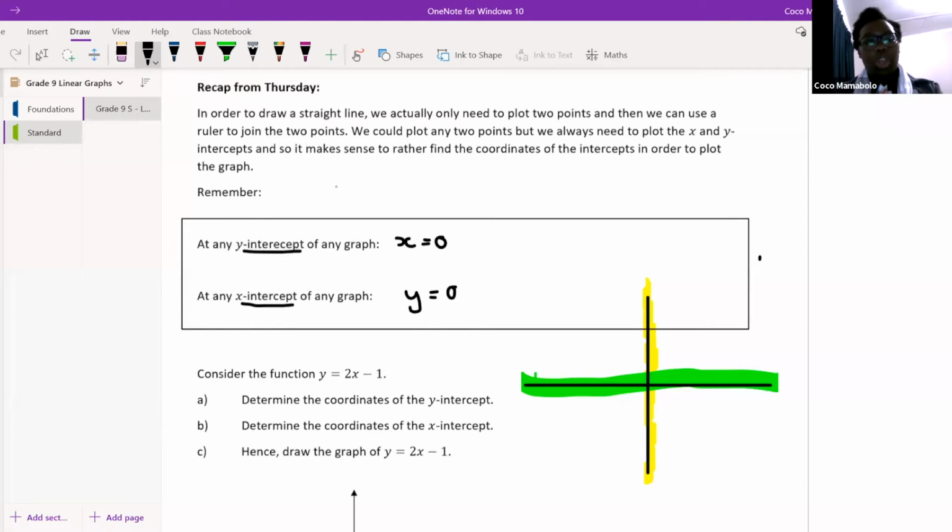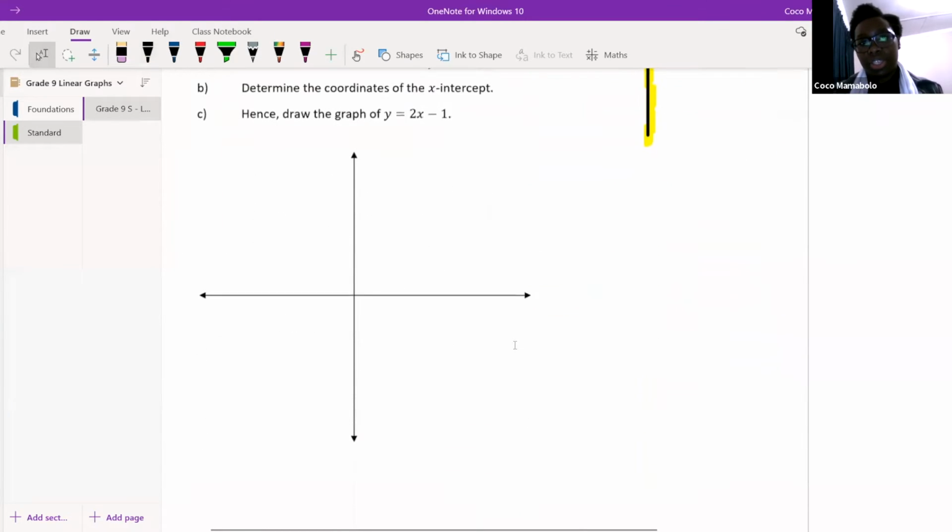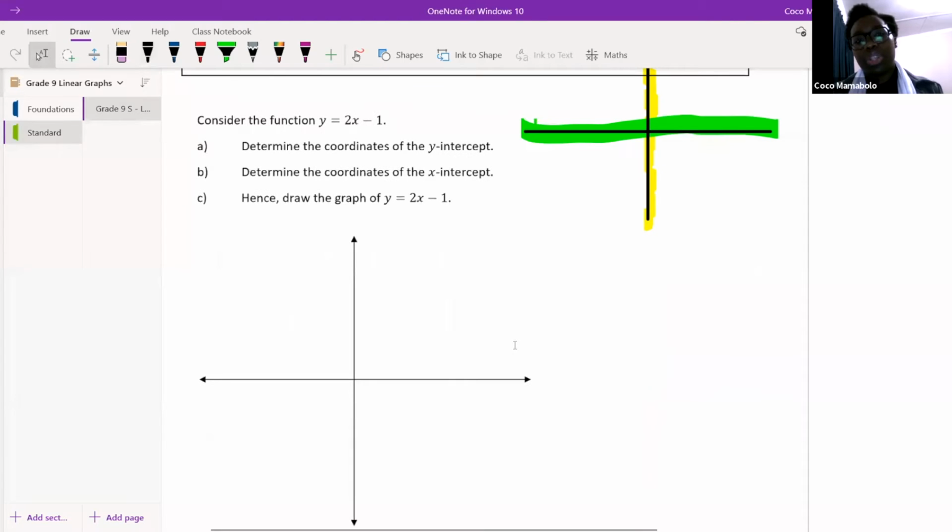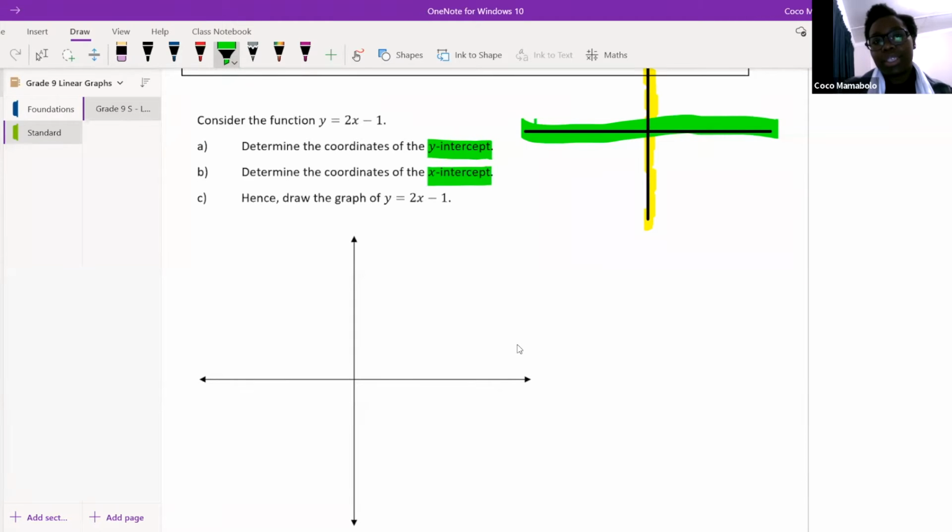Okay, so we're going to do a quick recap of what we did last Thursday. And we're going to use this graph over here. We are going to look for our y-intercept. We're going to look for our x-intercept. And then we're going to plot the graph using our 2 points. I'm going to give you guys about 4 minutes. Show me what you've got, guys.